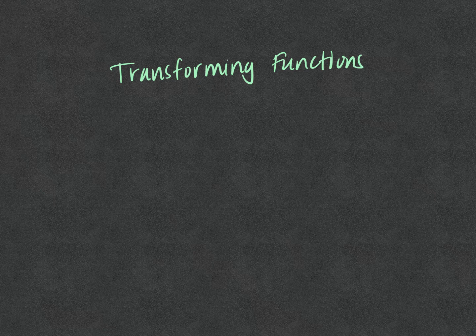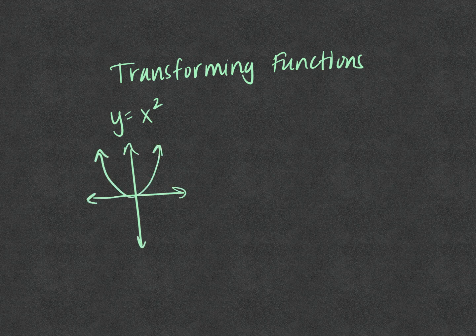This video is about transforming functions. So we know that if we have y equals x squared, we have a nice parabola. But what happens if we have y equals negative x squared? Well, that means every single y value that we had becomes negative. So if you think about that, here we have the point 0, 0, so it's a negative 0.